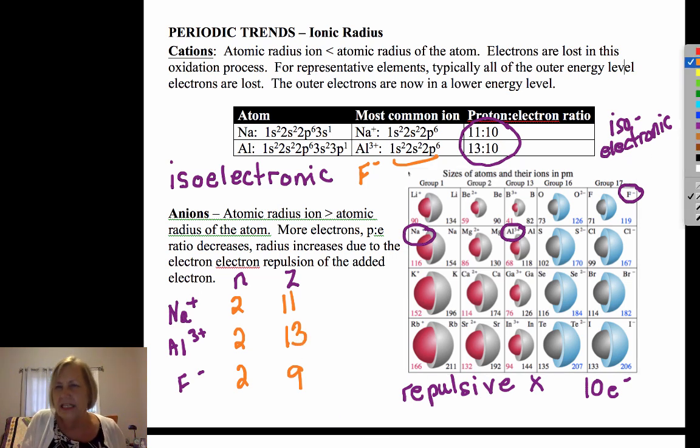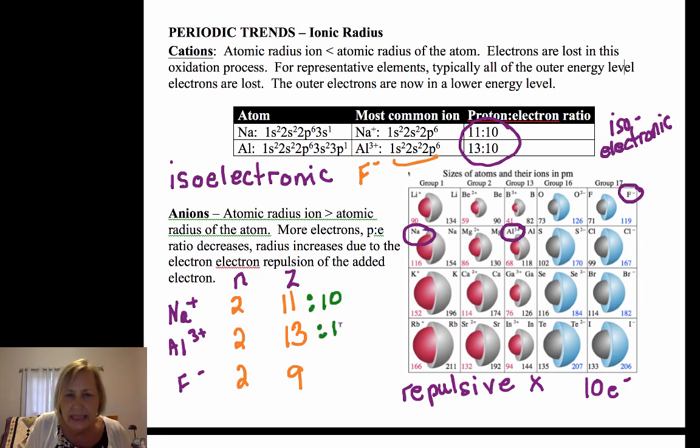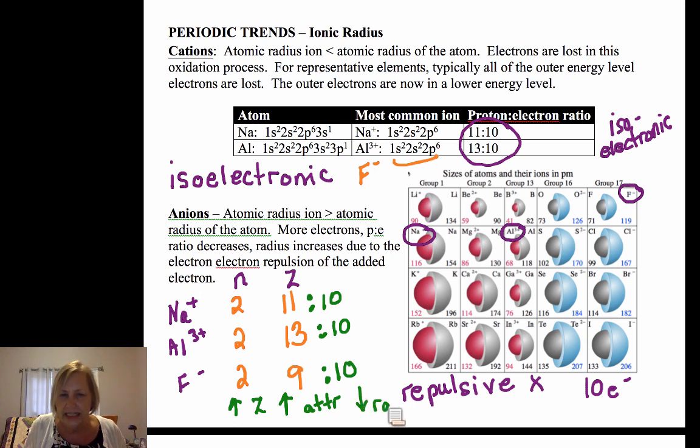Now bear in mind, and this is where thinking about it as a ratio can help, we're talking about the same 10 electrons, same number of electrons. Well, if I increase my nuclear charge, I'll increase the attractive forces and I'll decrease the radius. So that's what's being shown here. As you increase your proton to electron ratio, you decrease your radius.